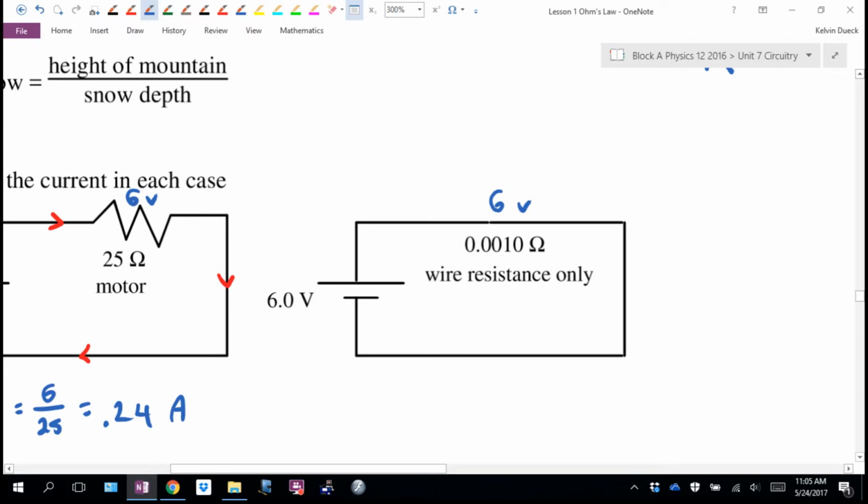This is bad because now the current is going to be 6 divided by 0.001. How many amps? Yeah. 6,000.